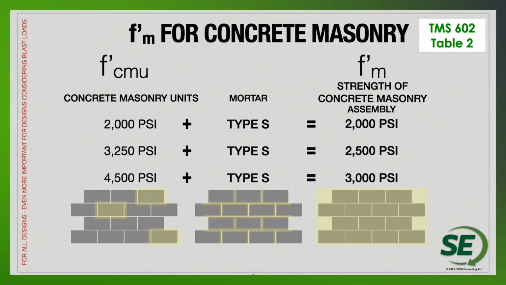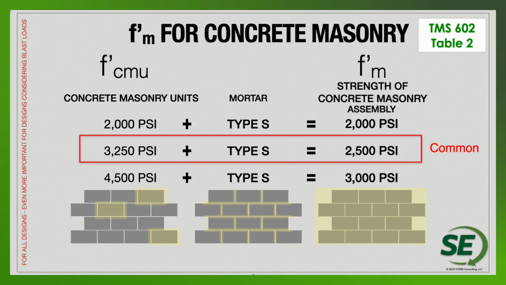So we have units of a certain strength in the left column, we identify the mortar type in the center column, and then that gives us our overall assembly strength. You can see if you had 2,000 PSI units and type S mortar, you'd have an overall assembly of 2,000. If we have 3,250 PSI units and we use type S, we would have 2,500 PSI for our overall assembly. We identify that as common from research throughout the country for what units are typically available for masonry. Concrete masonry units are typically going to be 3,250 or higher, so 2,500 is very common across the country.